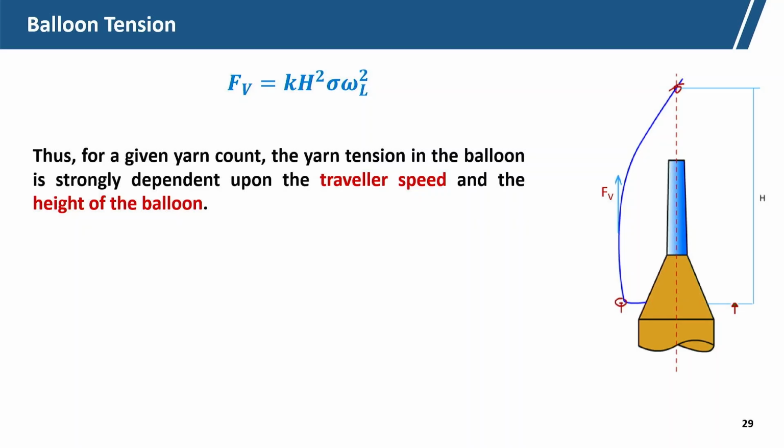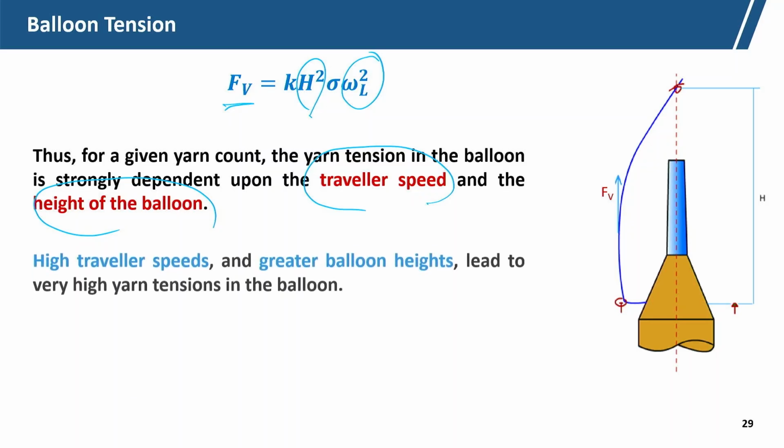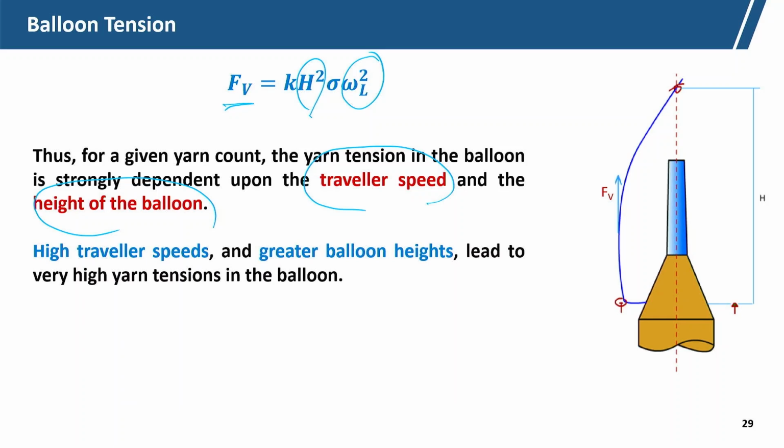So, for a fixed yarn count, the yarn tension in the balloon is strongly dependent on the traveller speed and the height of the balloon, because they are related with the power, in a square relation. So, if the balloon height changes, the yarn tension increases in a square. That will be a great effect. So, higher traveller speed and greater balloon height lead to very high yarn tension in the balloon.